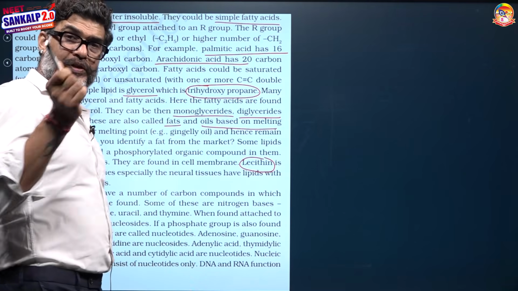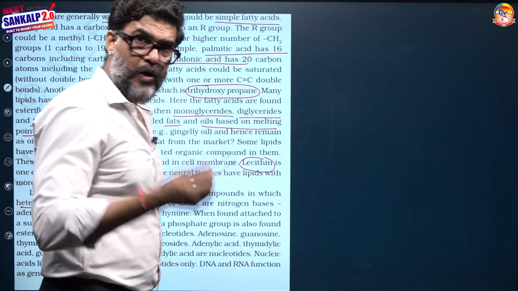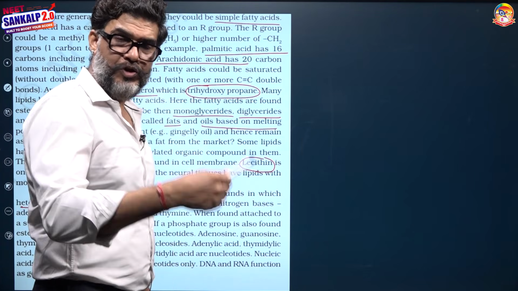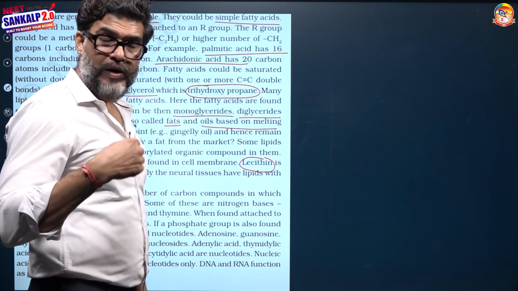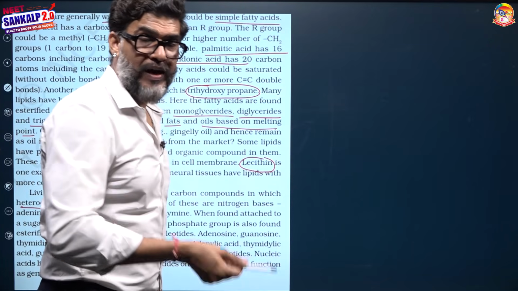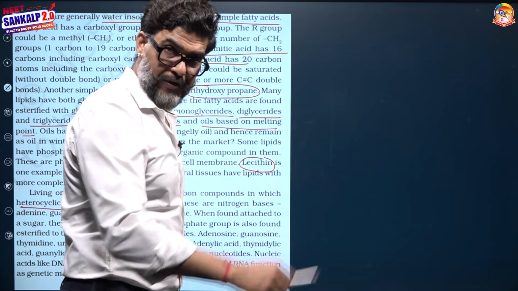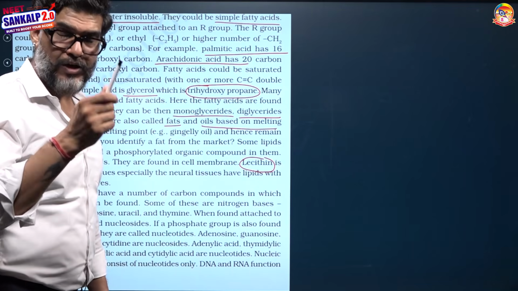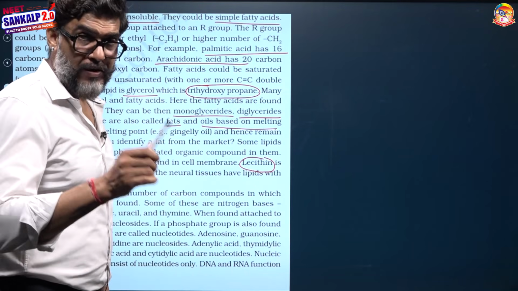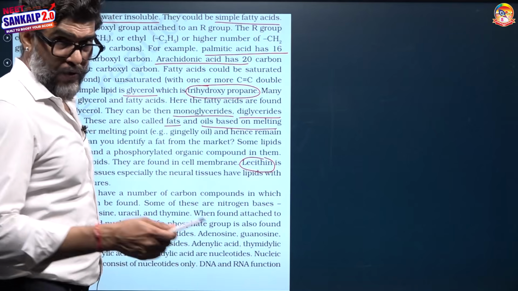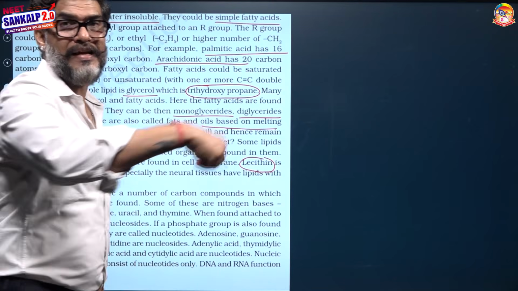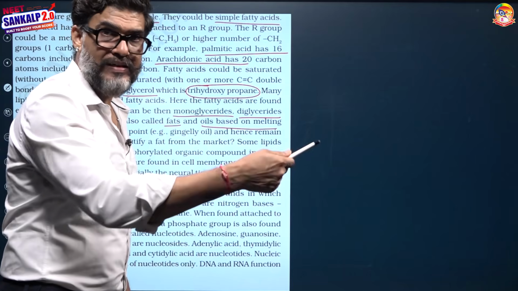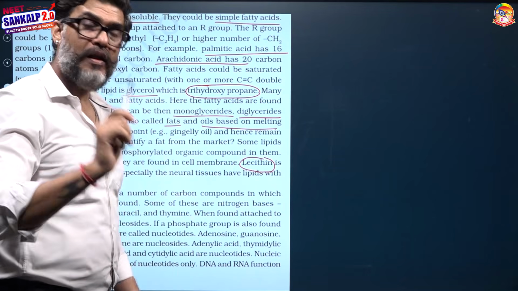So adenine with sugar becomes adenosine, guanine with sugar becomes guanosine, cytosine with sugar cytidine, uracil with sugar uridine, and thymine with sugar thymidine. So adenosine, guanosine, cytidine, thymidine and uridine, they are nucleosides. Now if phosphate attaches to them, adenylic acid, guanylic acid, cytidylic acid, thymidylic acid, uridylic acid, they all are nucleotides.